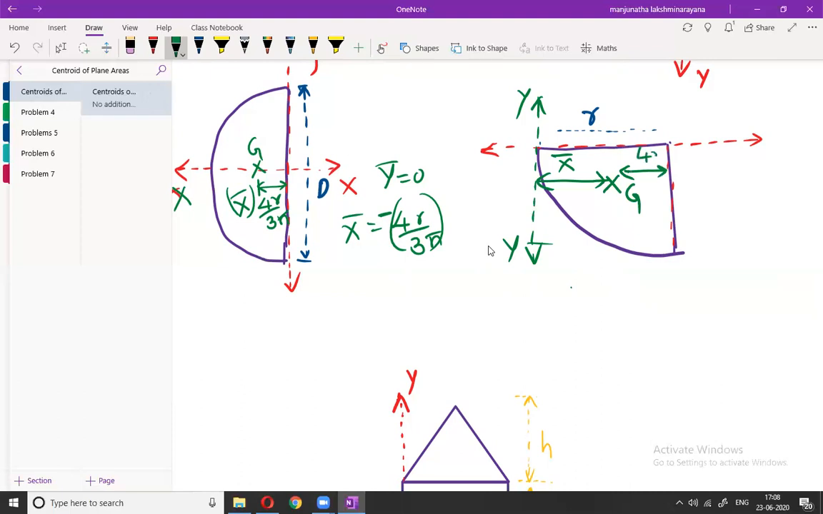This will be 4r by 3 pi only, but x bar in this case is given by x bar is equal to r minus 4r by 3 pi. Okay, r minus 4r by 3 pi.